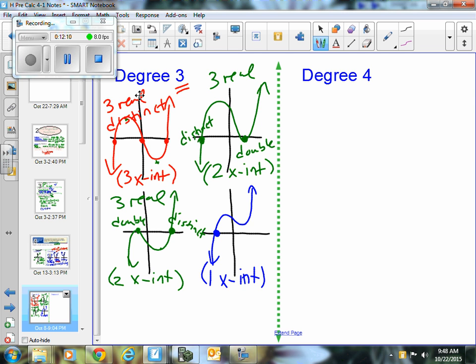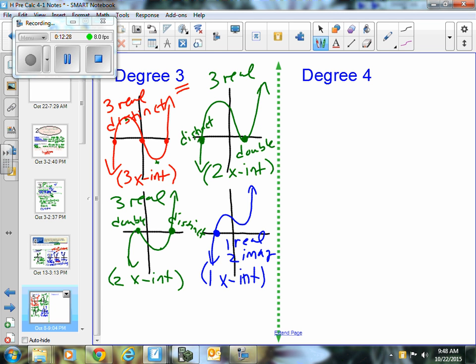How many solutions does it have to be? Well, I still need to have 3 solutions, but I only have 1 that's real. So I have 1 real, but I need a total of 3. So what do the other 2 have to be? They've got to be imaginary. So I would have 2 imaginary solutions. So I have 1 real, 2 imaginary.